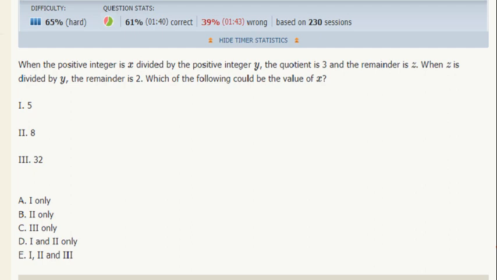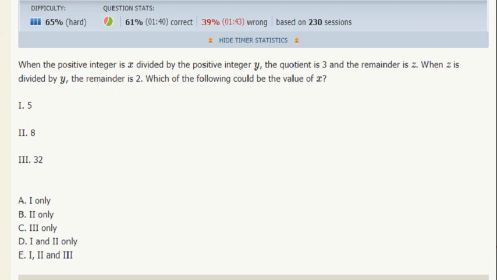These Roman numeral 1, 2, 3 type of questions where possibly only one or more than one are valid answers. And so let's take a look at the question. When the positive integer x is divided by the positive integer y, the quotient is 3 and the remainder is z. When z is divided by y, the remainder is 2. Which of the following could be the value of x?